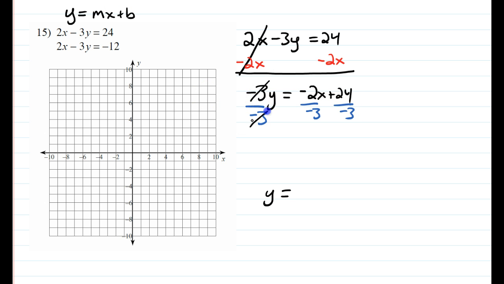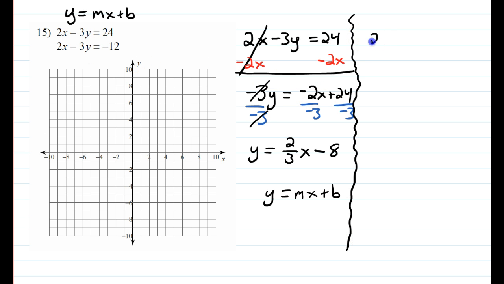So this goes away. -3 divided by -3 is just 1y. And so now a negative divided by a negative is a positive, and 2/3 you have to leave as a fraction. Now positive divided by a negative gives me a negative, and 24 divided by 3 is 8. And so now I have my equation in y equals mx plus b form, and so I'll be able to graph that. But before we do that, let's go ahead and take care of the other equation.